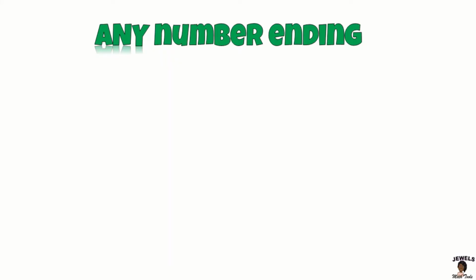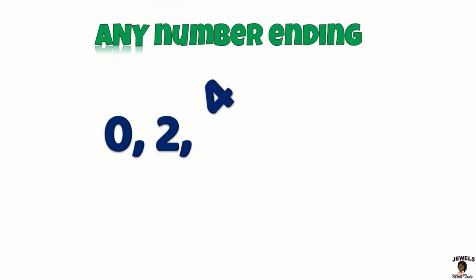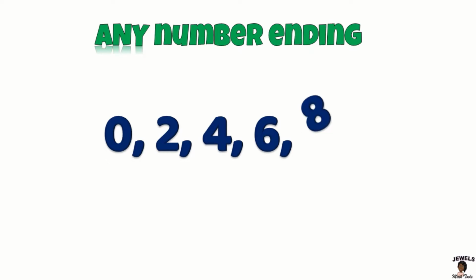The divisibility rule for 2 tells us that any number that ends with 0, 2, 4, 6, or 8 is divisible by 2. And these numbers that we all called off are what we call even numbers. So any number that ends with an even number is divisible by 2. So let's look at how this rule can be applied.